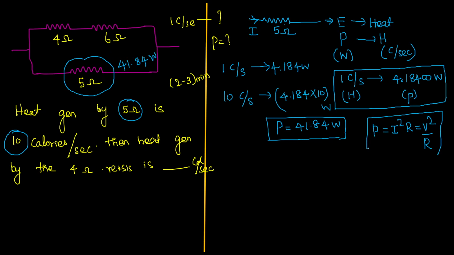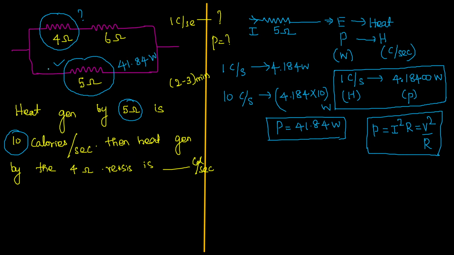But now you must think: data is given for this 5 ohm resistor. Now the question is, what is the power consumed by the 4 ohm resistor in calories per second? They are talking about this one.